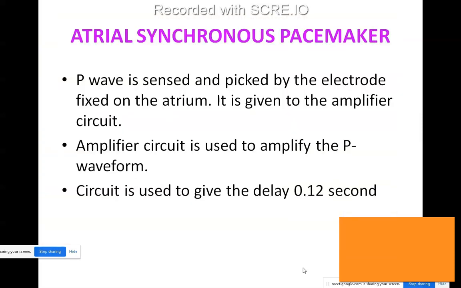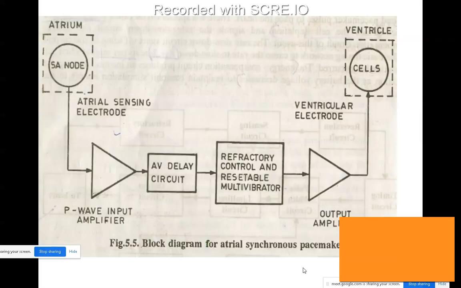The next is the atrial synchronous pacemaker. Here the P wave will be sensed and picked up by the electrode which is fixed at the atrium, and then this sensed P waveform will be given to the amplifier for further amplification, and then this pacemaker circuit will give a delay of 0.12 second for the pulse. This is the block diagram of the atrial synchronous pacemaker.